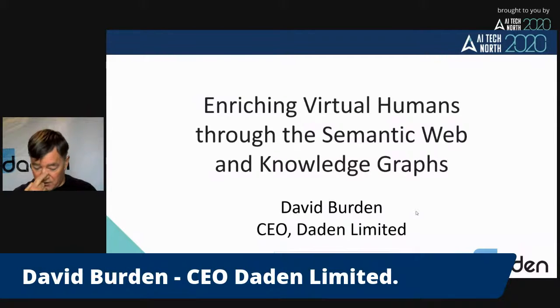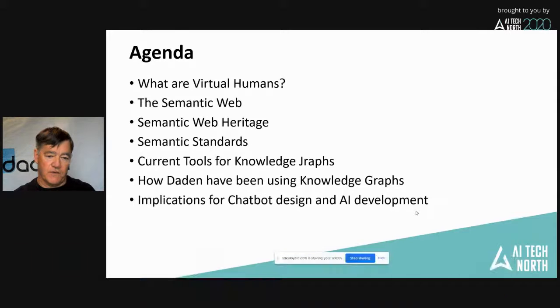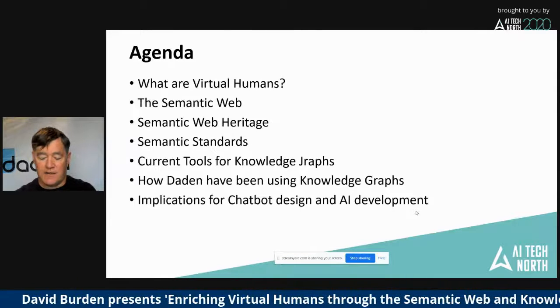And so what I want to do is sort of pull together some of the strands of what we've been doing. Talk first of all about what we mean by virtual human, then about the semantic web and some of the related standards and some of the heritage where that sort of technology has come from. Some of the tools out there for knowledge graphs, apologies for the typo, and then describe how we've been using those technologies on a couple of recent projects and some of the implications for the future design of chatbots and AI development.